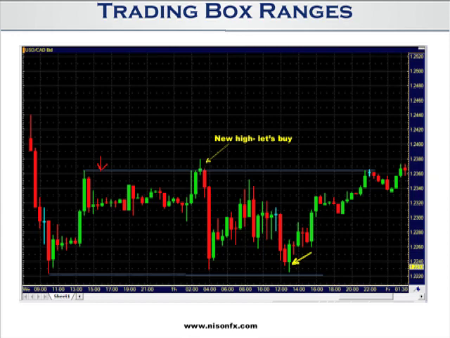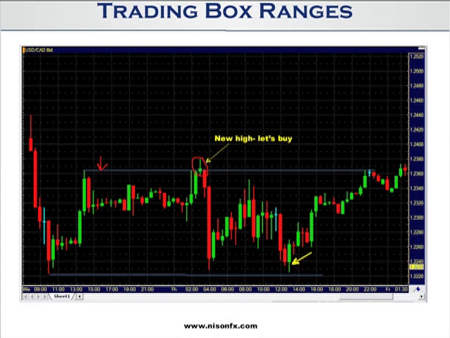Now, notice something interesting here on the blue line. I'll highlight on the red arrow. See how the market broke above resistance? And it says, let's buy. Why wouldn't we be buying it here? Although the market closed slightly above resistance, why wouldn't we be buying it?